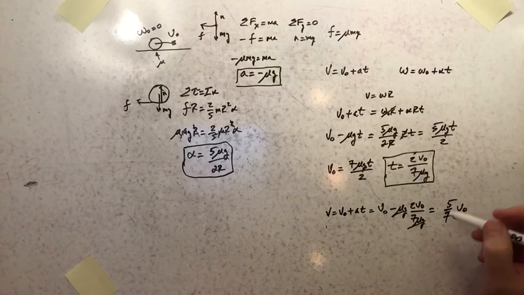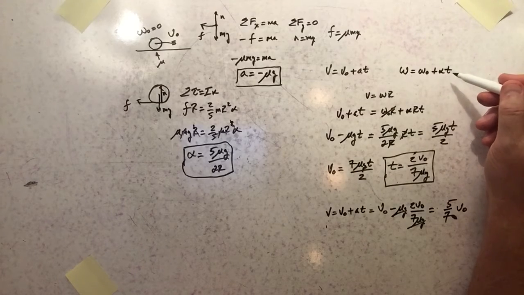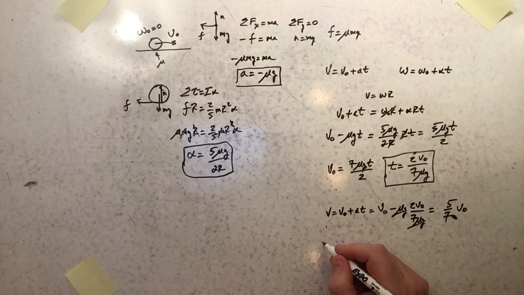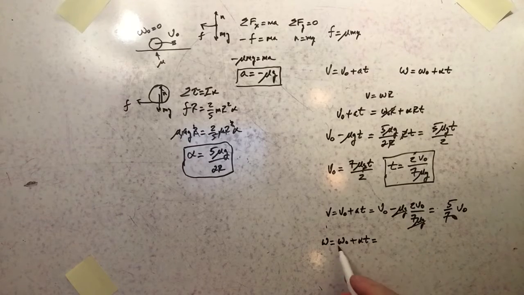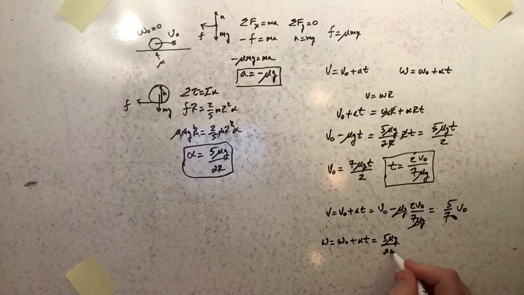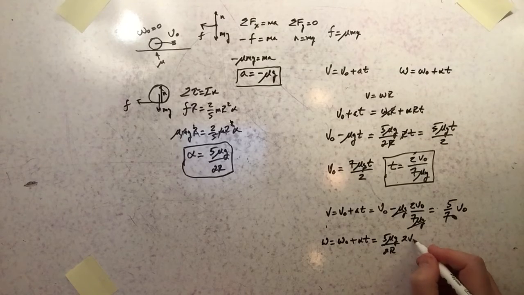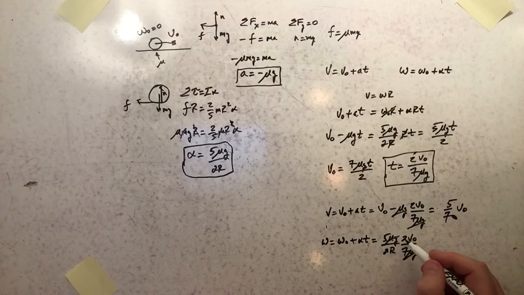We can then do exactly the same thing with the rotational velocity if we want to. And that is that omega equals omega naught plus alpha t. Omega naught was 0, but alpha was 5 mu g over 2r. And of course t was 2 v naught over 7 mu g. And once again, the mu g's are going to cancel, the 2's are going to cancel, and I'll end up with 5/7 of v naught over r.